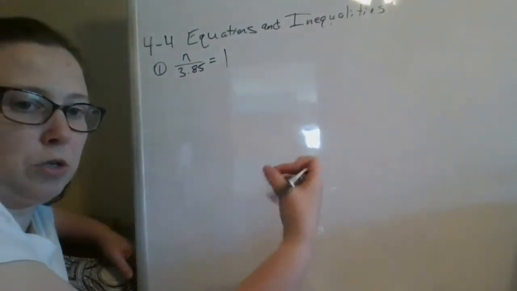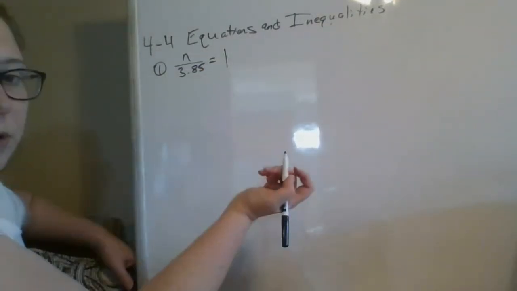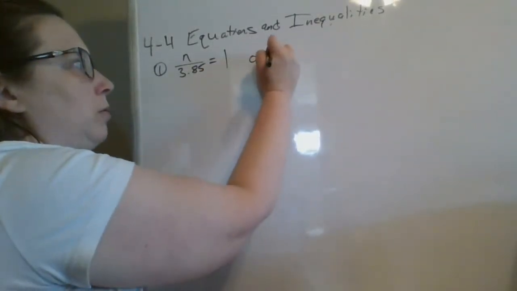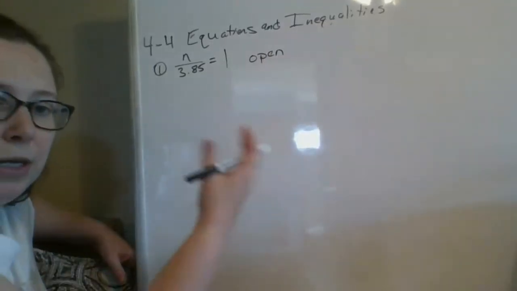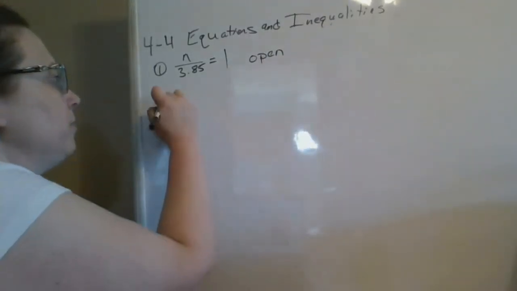The next thing we're supposed to do is decide whether it's open or closed. Because there's a variable in here, that means it's open. So number 1 is open. We can't then say if it's true or false because we don't know what n is.